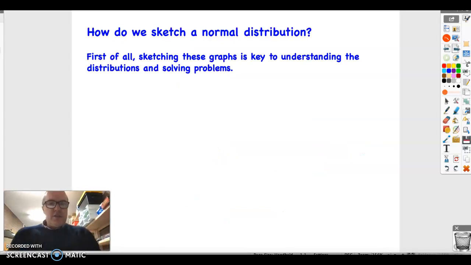So how do we sketch a normal distribution? First of all, sketching these graphs is key to understanding the distributions and solving problems. I highly encourage all students to always sketch a normal distribution when you are thinking about a question and trying to solve a problem. With a bit of practice, doing a sketch is something that can be done very quickly.